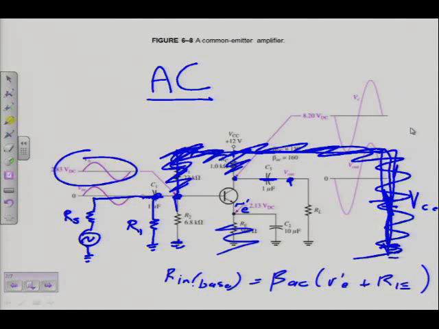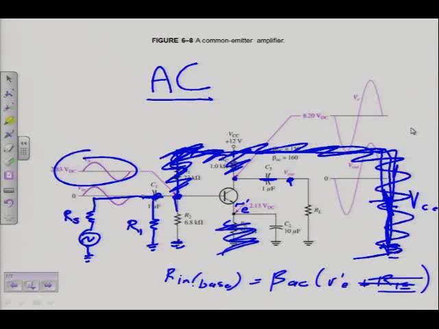If r'e is at least 10 times smaller than RE, then you can neglect it. That's why you neglected it in Electronics 1. But actually here, we leave it in, but I will come to the rule of thumb. In this case now, I can see that RE was bypassed, so RE is not part of the formula anymore. If it's bypassed, then Rin becomes beta AC times r'e. Do you understand? You have to understand. Don't just memorize the stuff.